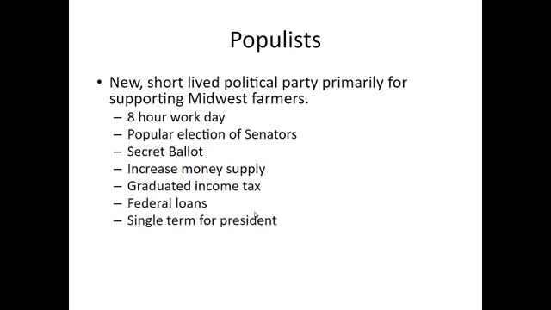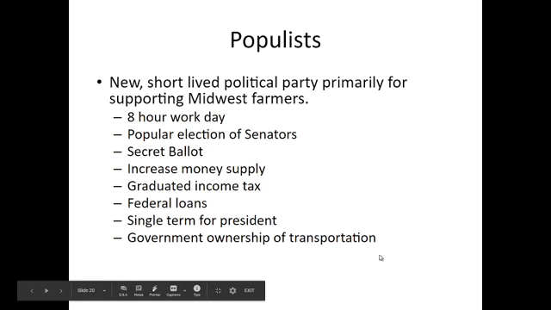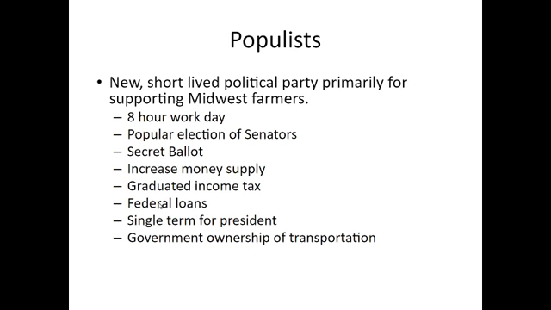They wanted loans available for farmers, a single term for president, government ownership of transportation, because the railroads were jacking up prices, and if you're in the Great Plains and there's only one railroad line, you have to go with that railroad line to ship your crops or your cattle. And so if the railroad line is charging whatever they want, that means you're going to lose out. You're going to pay way too much in shipping. And so they wanted the government to control the price that the railroads could charge by either taking control of the railroads or making the railroads charge a fixed rate instead of jacking up prices. So a lot of these things we consider good, like the 8-hour workday, the secret ballot.